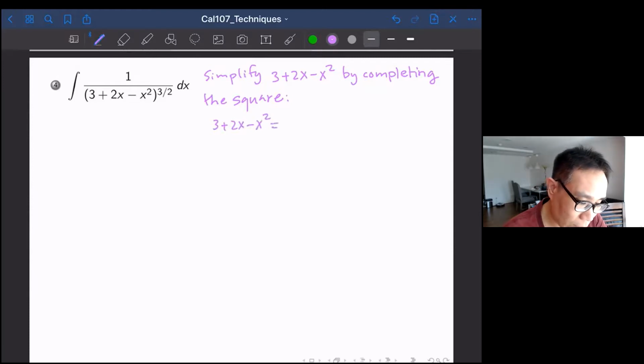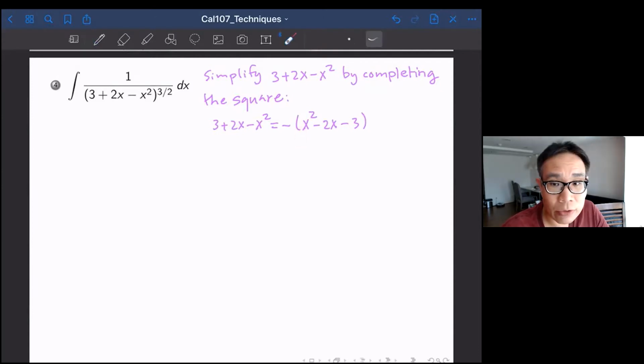You're going to pull out the minus sign, so you would get x squared minus 2x, and you're going to plus or minus 3. This is what you will get. I pulled out the minus sign because I want the coefficient in front of x squared to turn out to be a positive number, or 1.